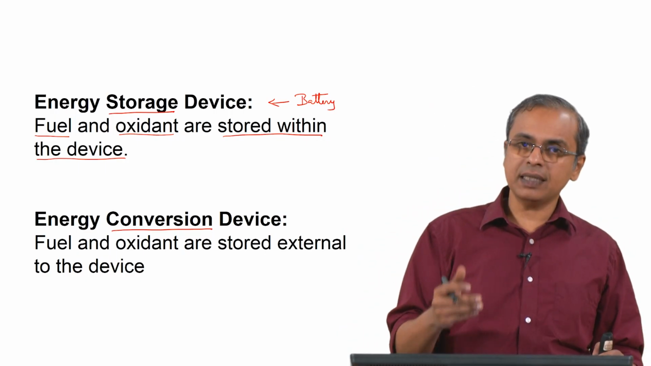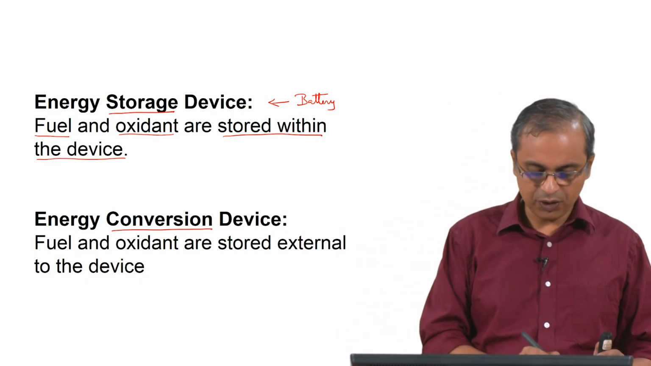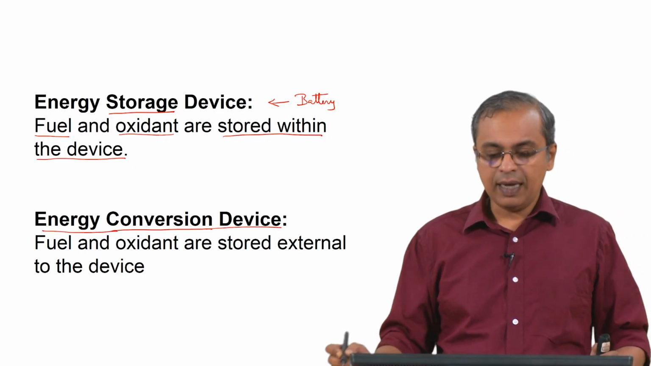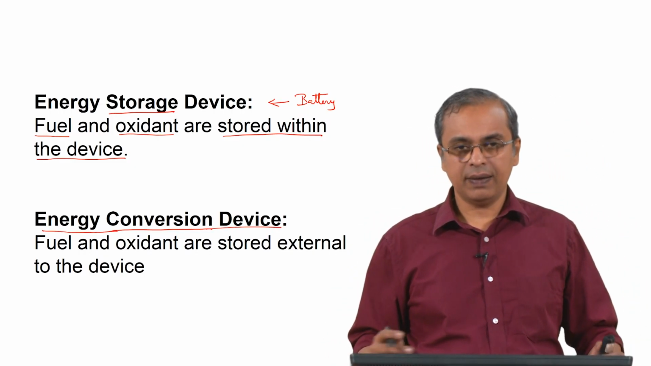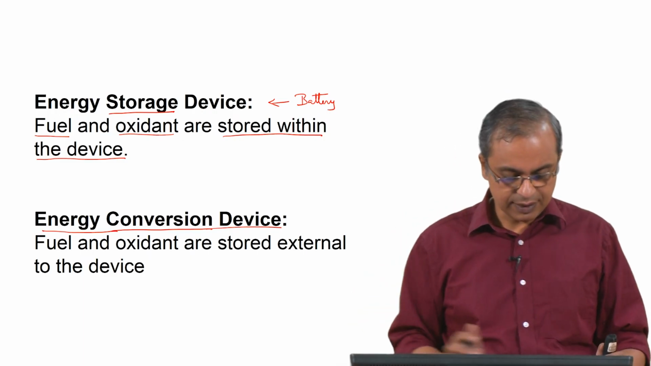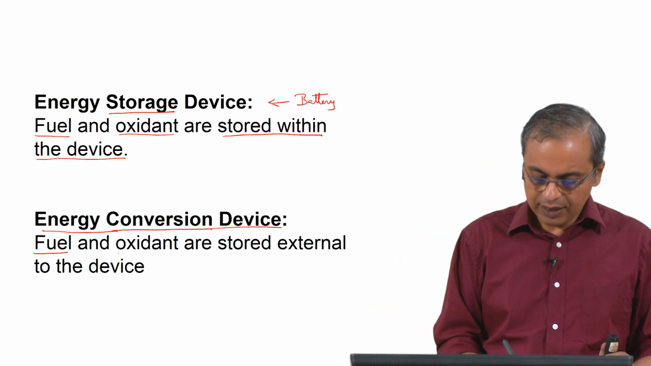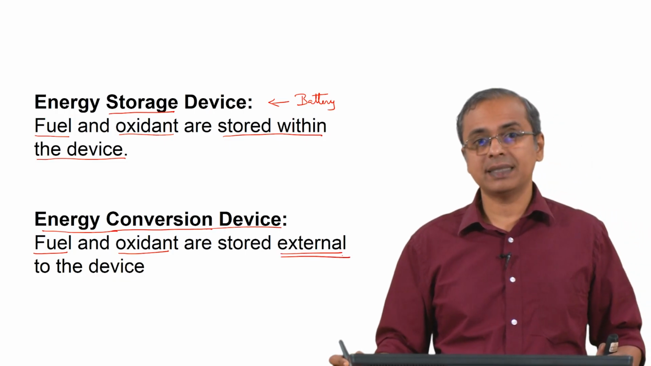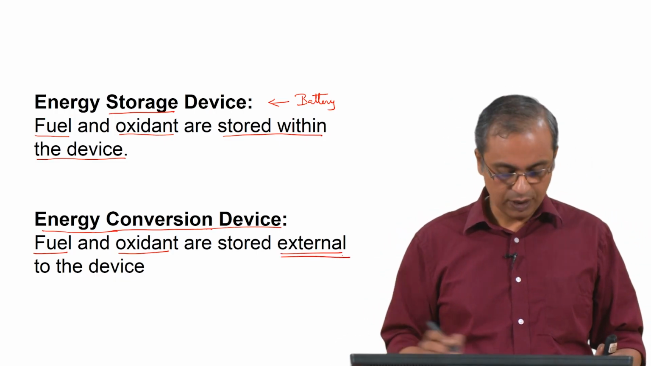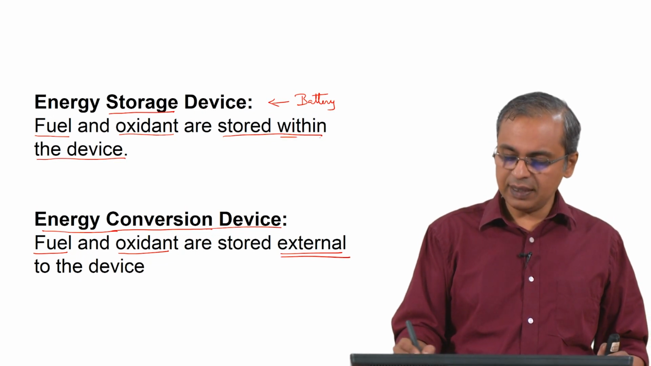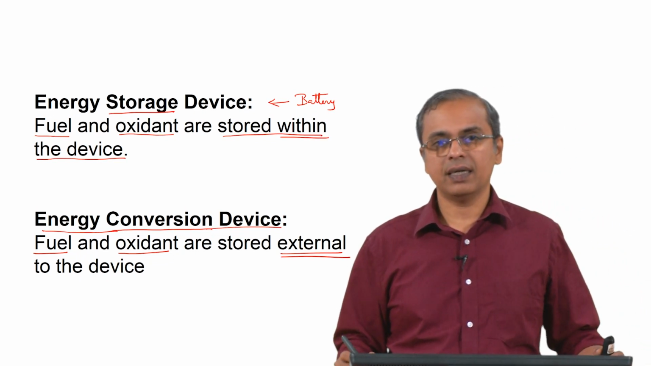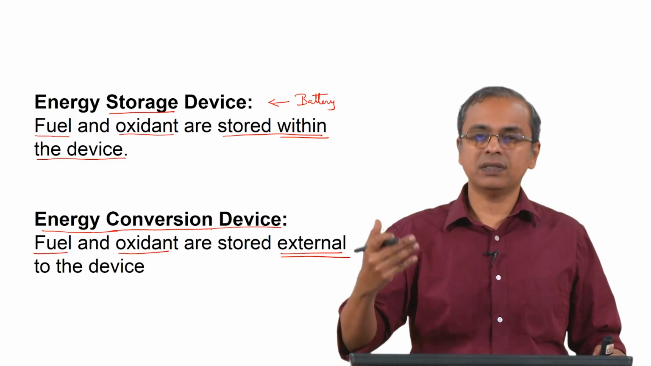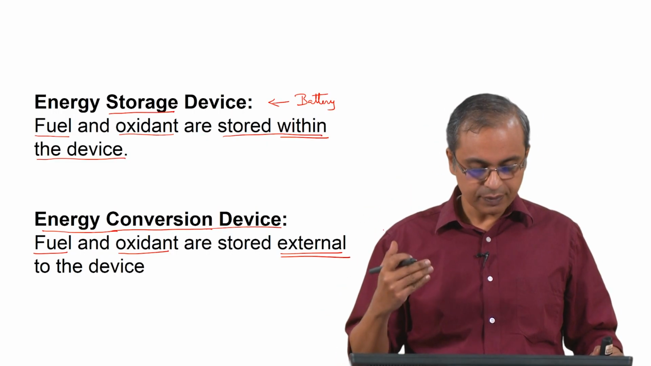The other kind of device is the energy conversion device, and here, as opposed to the energy storage device, the fuel and the oxidant are stored external to the device. In the energy storage device they are stored within the device; in the energy conversion device they are stored external to the device.